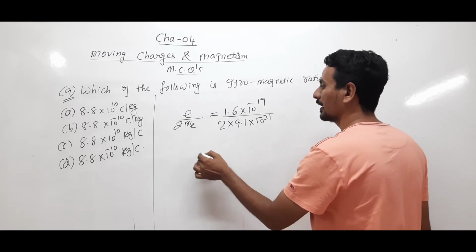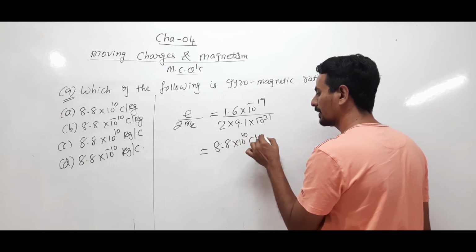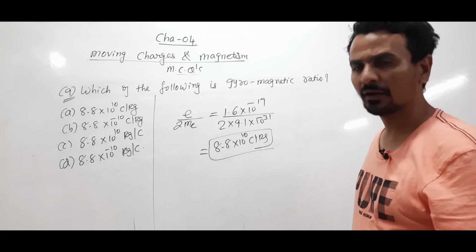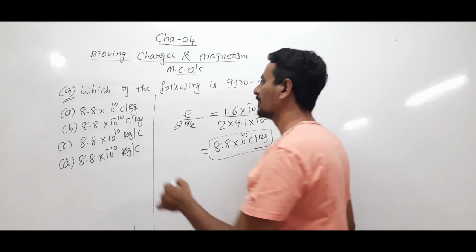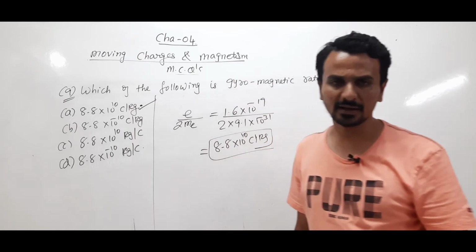Clear? So this will be 8.8 into 10 raised to 10 coulomb per kilogram, because it is the ratio of e by 2m, where e represents the charge. So the unit will be coulomb per kilogram. So A is your answer. A is the correct option. Clear? Fine? Very easy. The next one.